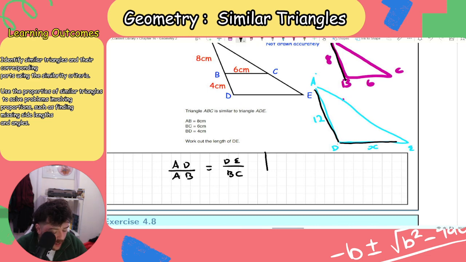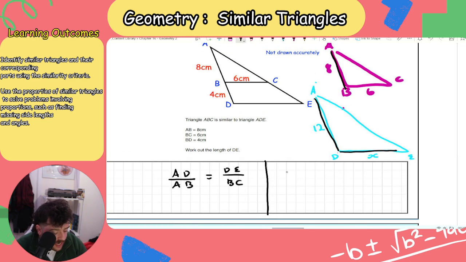So AD divided by AB. AD is 12, AB is 8. That should be equal to x divided by 6. So I have x divided by a number and I want to get rid of it, so I'm going to multiply both sides by 6. So 6 times 12 over 8 should be equal to x.